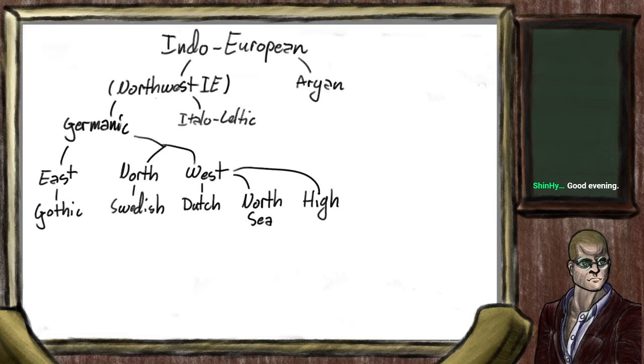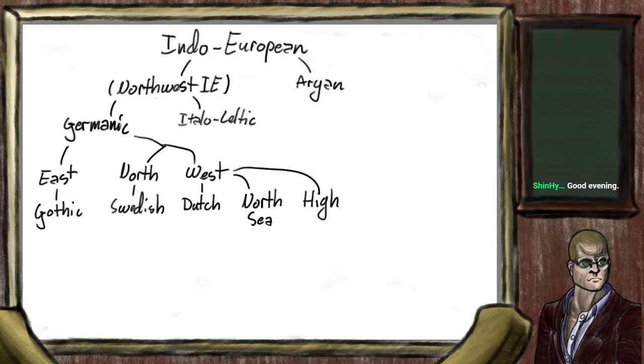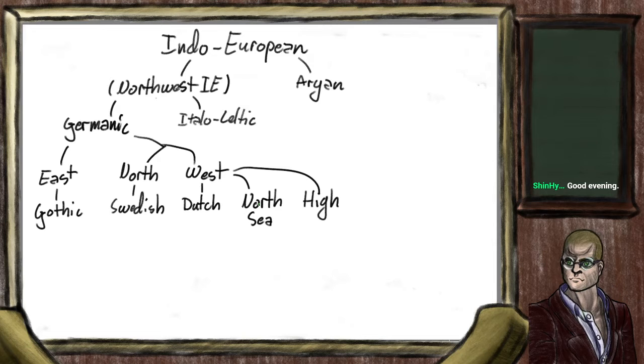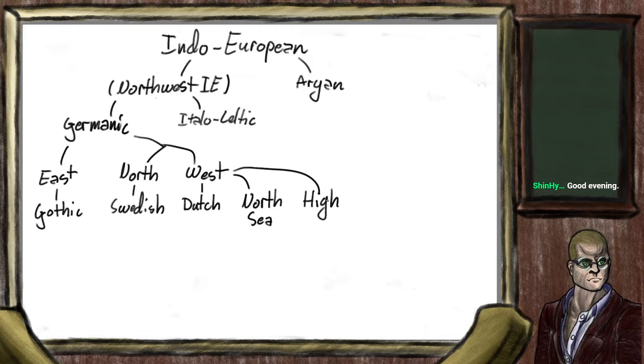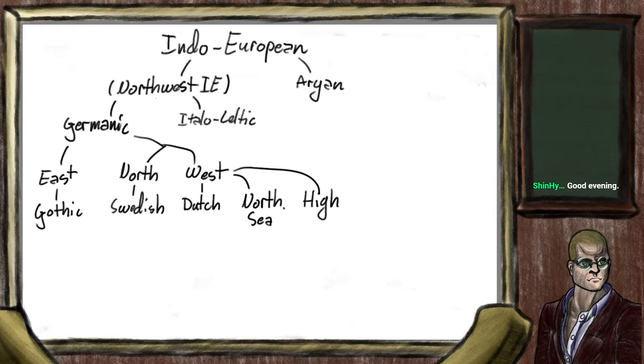Then we start getting into actually new material for those who have seen the previous episode on English. Within the West Germanic languages, we have 3 main branches. One of them is Dutch, one is North Sea Germanic. This eventually leads into English. And one is High German. Here the North Sea Germanic is clearly a geographical description.